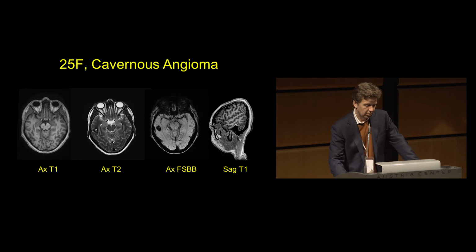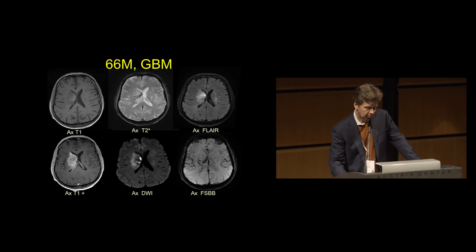Obviously, you can use this for cavernous angiomas. Here's a cavernoma in the right temporal lobe with a subbubble appearance on the T2 and a high signal on the T1, and the susceptibility effect seen on the FSBB. Notice that the spatial resolution of the FSBB can be very high.